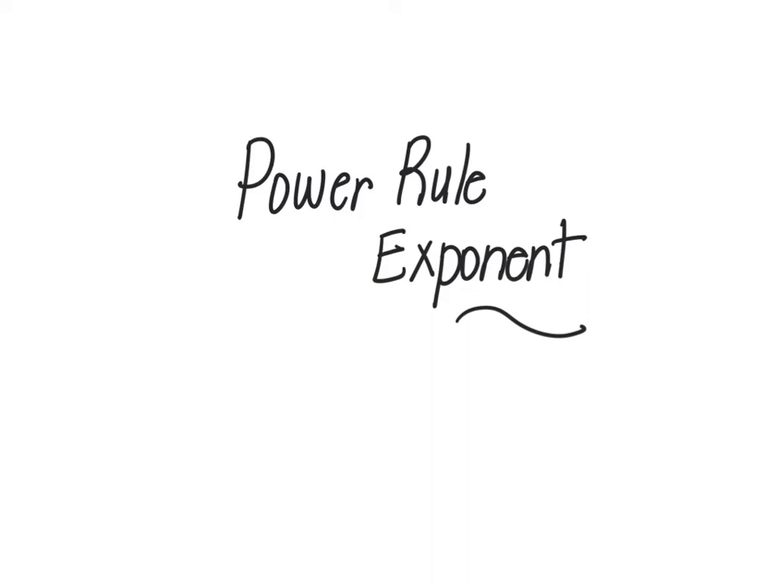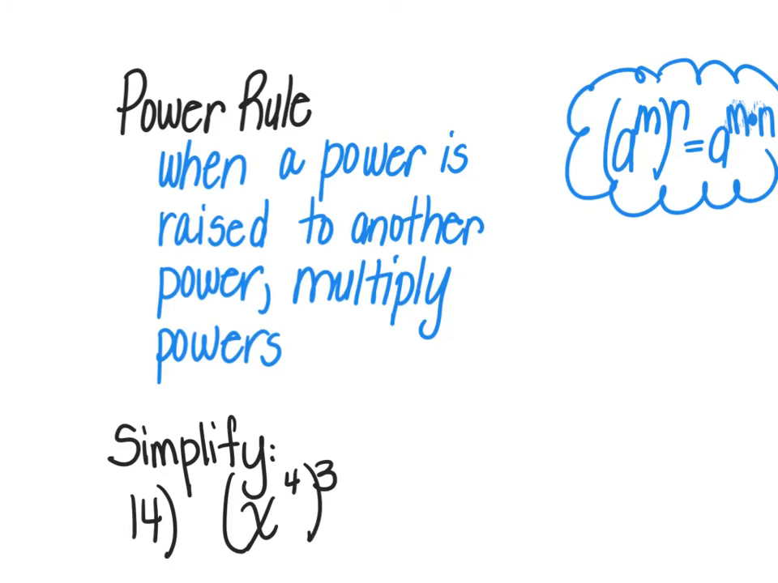In this video, we're going to look at the power rule for exponents and the expanded power rule. The power rule says that when you have a power raised to another power, you're going to multiply those two powers. So looking at the cloud bubble on the right, we have a to the m power raised to the n power. So we have two exponents here, and those two exponents are going to be multiplied together. So we're going to take m times n and keep that base of a.